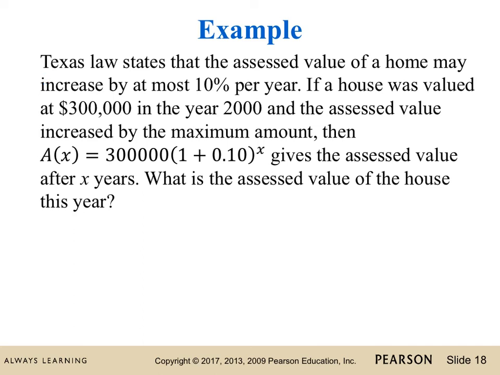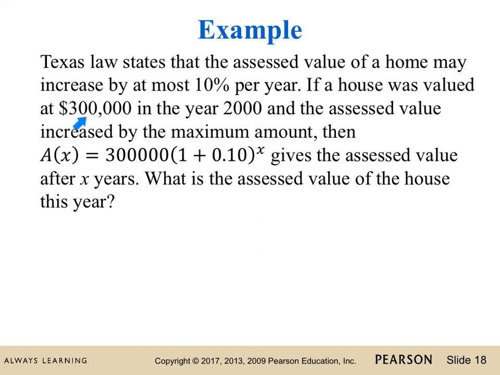So Texas law states that the assessed value of a home may increase by at most 10% per year. If a house was valued at $300,000 in the year 2000, and the assessed value increased by the maximum amount, so 10%, then A of x equals 300,000 multiplied by 1 plus 0.10 to the power x gives the assessed value after x years. Notice here that we're taking 1, which is 100%, and adding 10% to that, then raising it to the number of years past. What is the assessed value of the house this year?